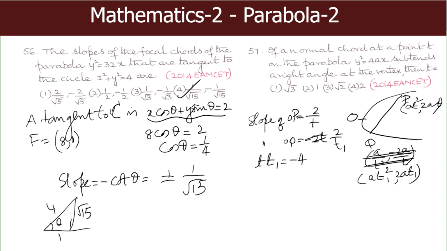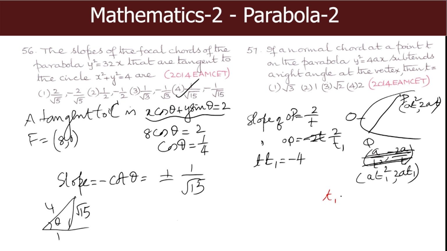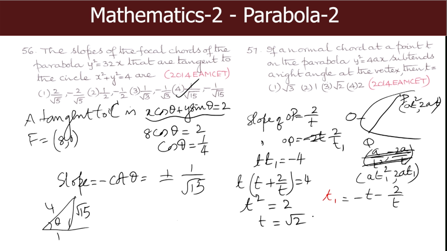Okay. The normal at T meets the parabola again at T1. Therefore, T1 equal to minus T minus 2 by T. Therefore, when you replace T1 by this, T times T plus 2 by T equal to 4, or T square is equal to 2. So, T equal to root 2. So, the value of T is root 2. Okay. So, we conclude this episode with this problem. Thank you.